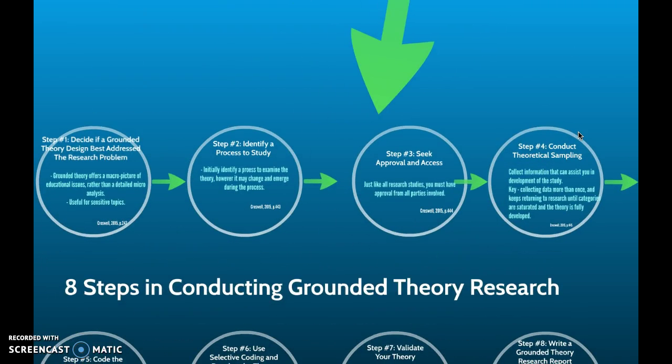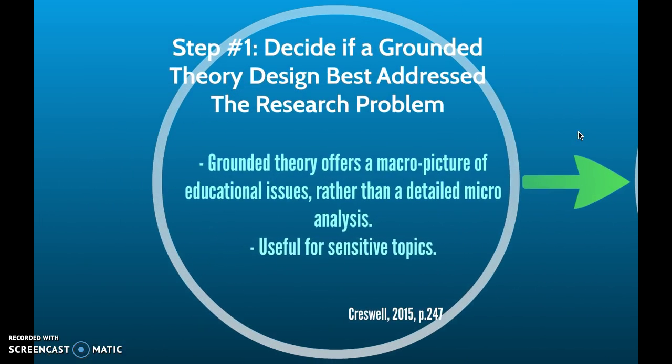There are 8 steps in conducting the grounded theory research. So we've talked about the 3 different designs of grounded theory, the 6 characteristics which lead us into the steps. So our characteristics are kind of woven amongst these 8 steps.